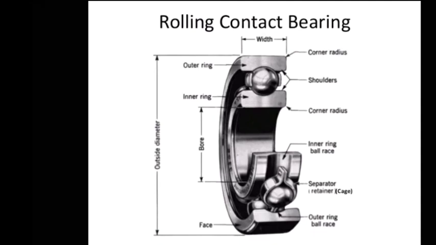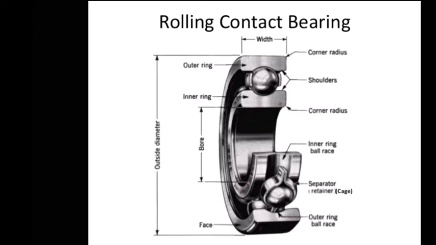This is the overview of rolling contact bearing. Rolling contact bearings consist of an inner race, which is mounted on a shaft or journal, and an outer race, which is carried by the housing or casing. In between the inner and outer race, balls and rollers are placed. So this is the introduction to rolling contact bearing.